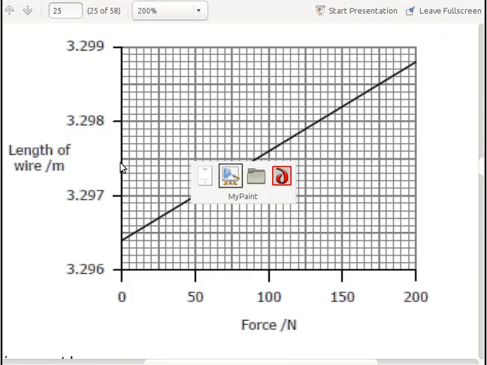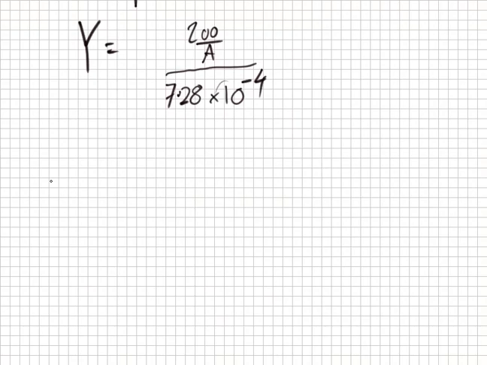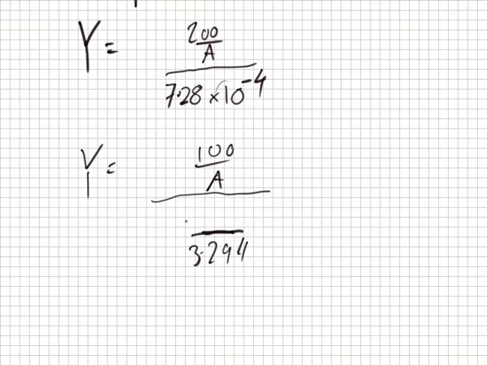Okay, so if I repeat this, I get Young's modulus equals 100 over A. Now what's the original length? That's still the same, 3.2964. And then what number did I just give you to write down? 3.2976, and then minus that 3.2964, so you can give me the extension. 3.6 times 10 to the minus 3.